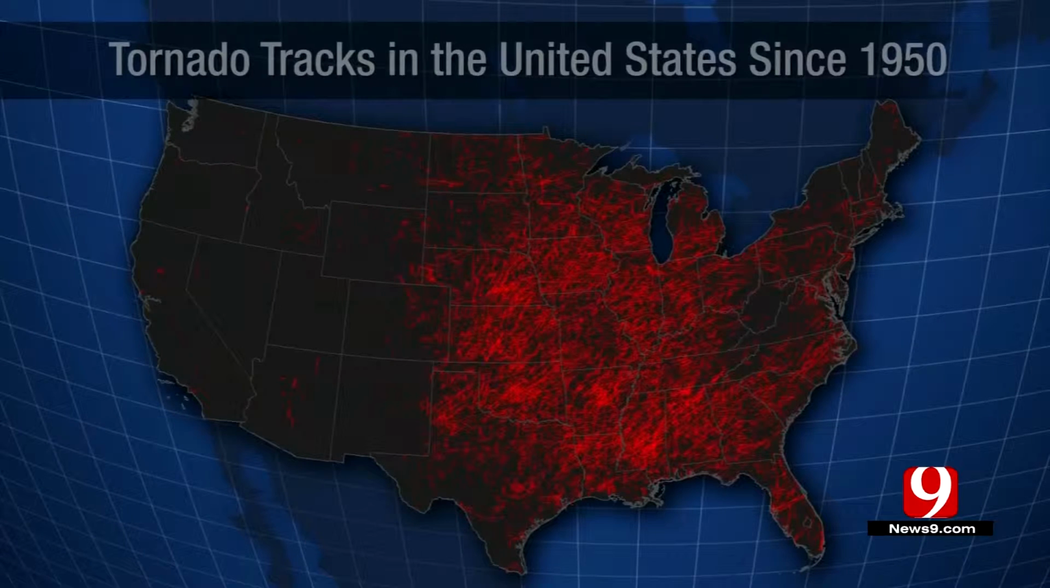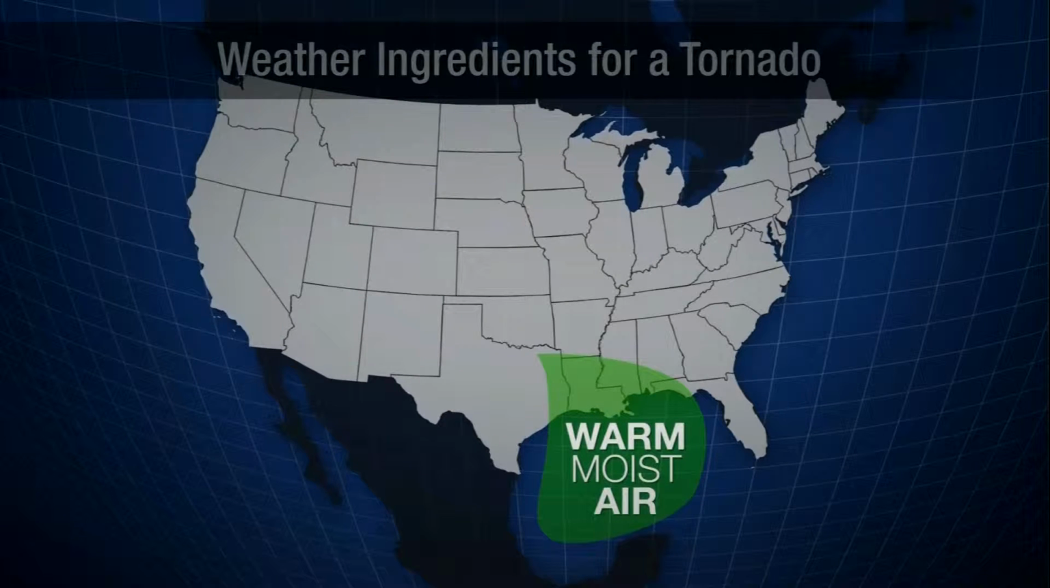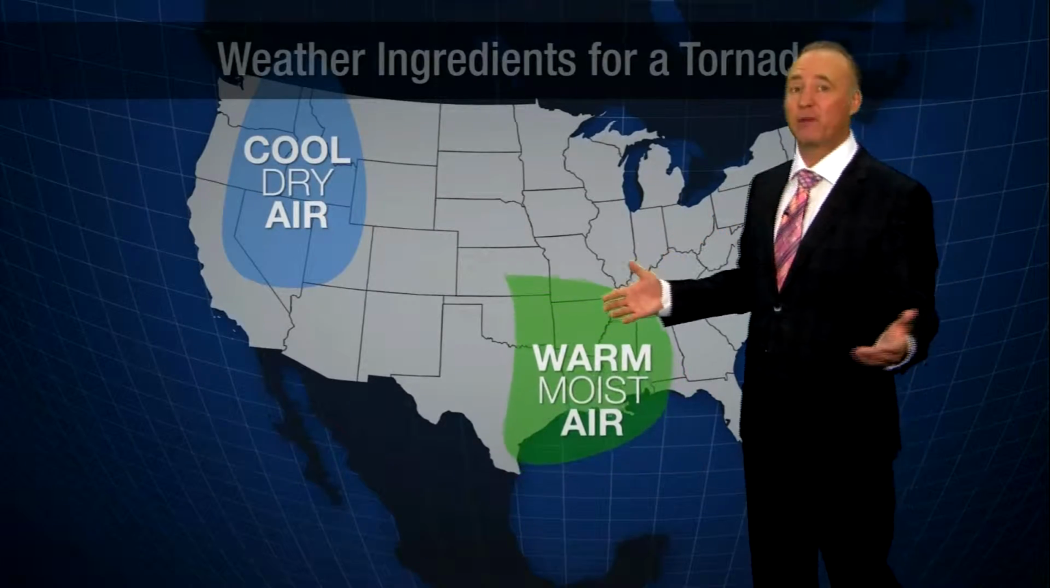This map shows all of the tornado tracks since 1950 across the U.S. Many states east of the Rockies have tornadoes. It is true that the United States has more tornadoes than any other country on the planet. So why is this? Well, it's all about location. To get severe weather in Oklahoma, you have to have a couple of ingredients coming together, and we have those often during the springtime, right?